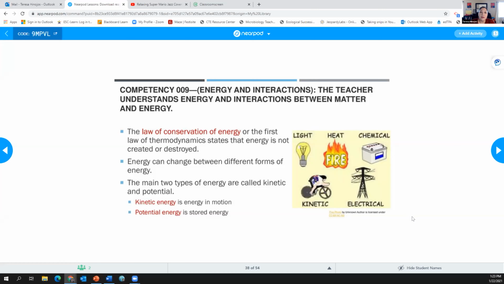Okay, so then the next one we have is competency 9, and this one has to do with energy and interactions. The teacher understands the interactions between matter and energy. There's a whole bunch of different ways to look at this, and a whole bunch of different types of energy, so I'm just going to briefly go through it. But the one thing you have to know is the law of conservation of energy. I think competency 10 also refers to it. That just means that energy is conserved, and that means that energy cannot be created or destroyed.